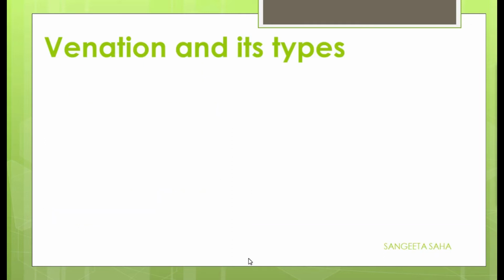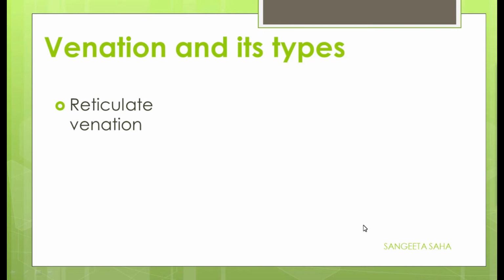Okay, now coming to the venation. Now, what is the venation all about? Venation is basically a phenomenon of arrangement of veins in the lamina of the leaf surface, and it is of three types, but we are going to learn only the two types, that is the reticulate and the parallel venation.